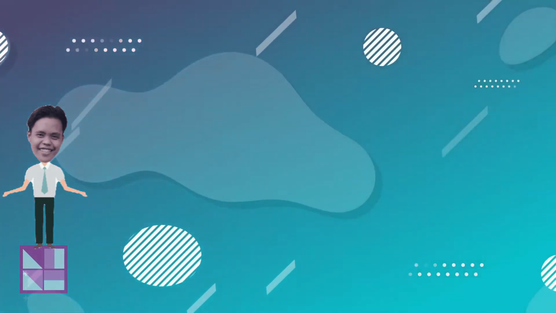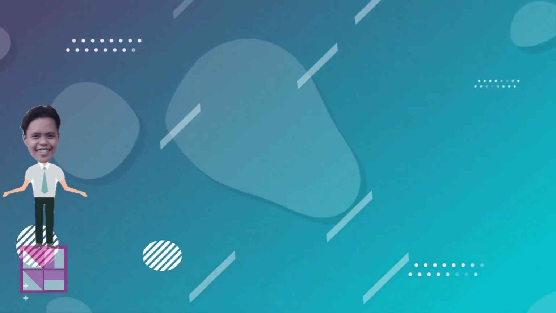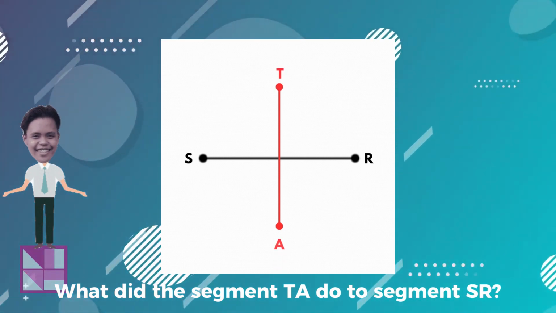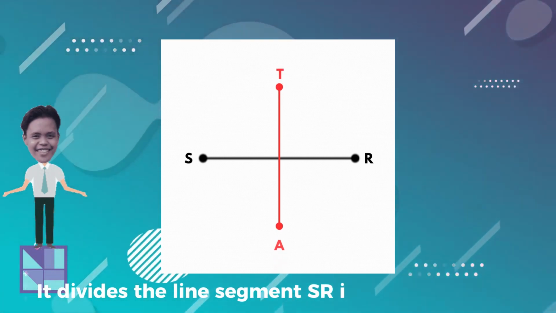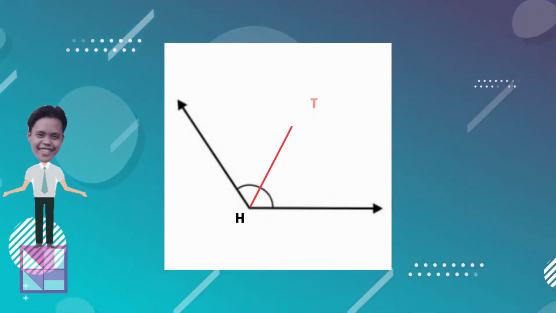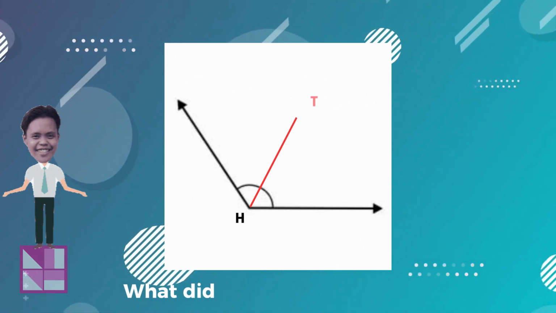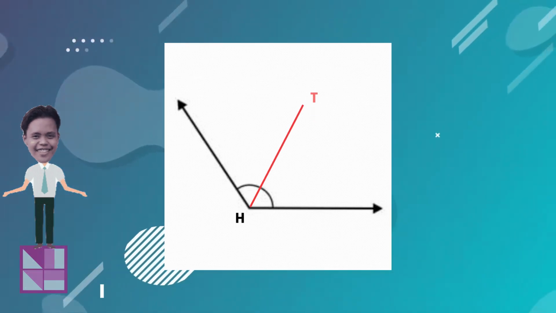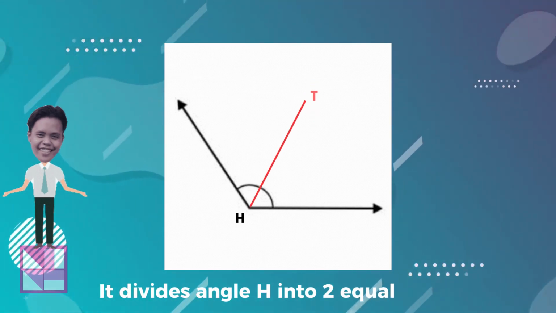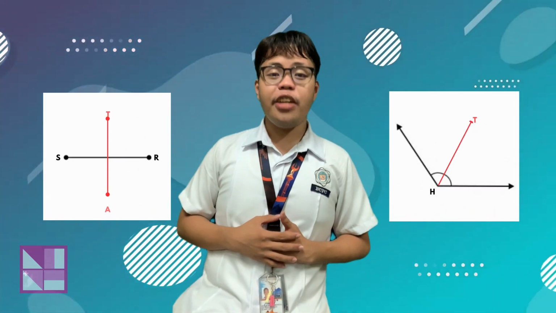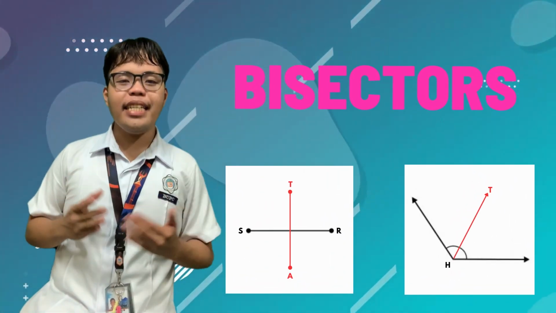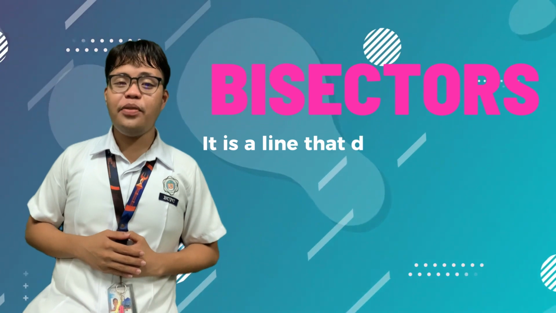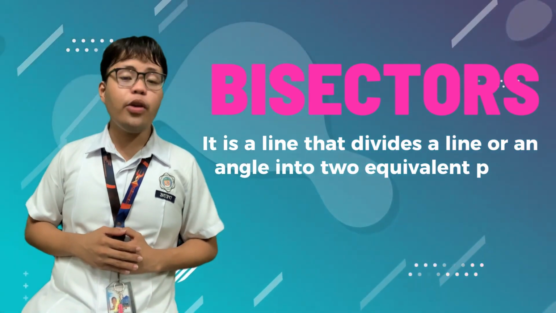Good job, Liners! Now, let me ask you a question. What did the segment PA do to segment SR? That's right. It divides the line segment SR into 2 equal parts. How about ray HT? What did ray HT do to angle H? Any guesses? Correct! It divides angle H into 2 equal parts. Segment PA and ray HT are what we call bisectors. Do you know what a bisector is? It is a line that divides a line or an angle into 2 equivalent parts.